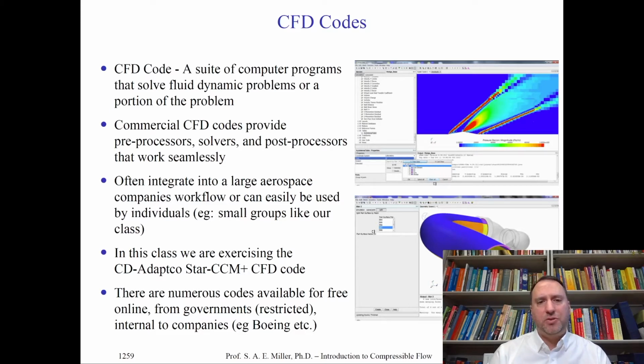Typically, smaller groups, like our class, might use an individual CFD code, which is commercial, or perhaps a more complicated set of codes which are open source, like we are doing in the current class. You'll see by going online that there are many codes available, both for free and for pay. On the right, we show two screenshots from the famous CD-adapco, now Siemens, Star-CCM+ CFD software. This is taken directly from the tutorials.